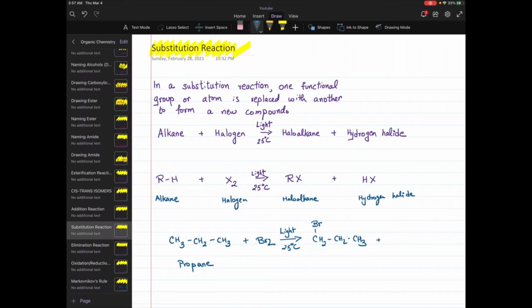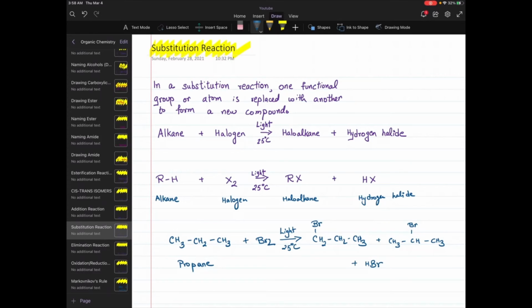Also, instead of replacing the hydrogen on the first carbon, it might replace the hydrogen on the second carbon, in which case you will get a different compound, a different isomer, which would be CH3, CHBr, CH3. And in both cases, the other product that will be produced is HBr, the hydrogen halide. So we have two different isomers being produced in this case.